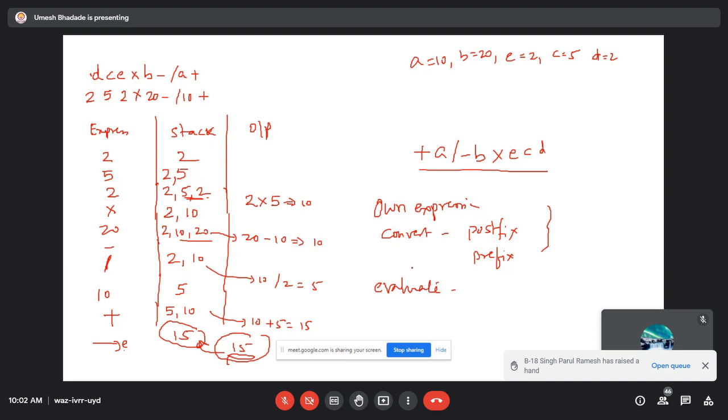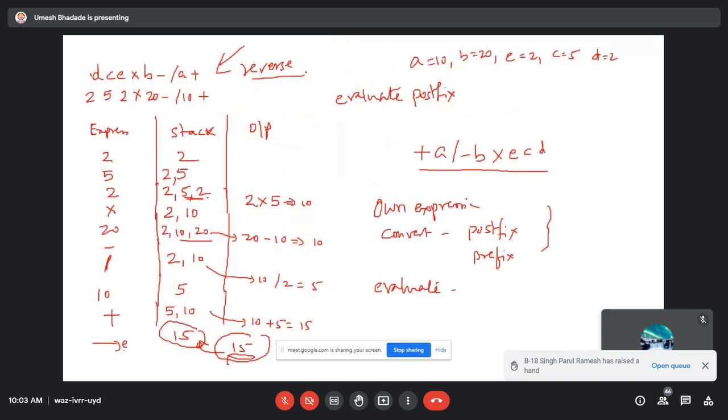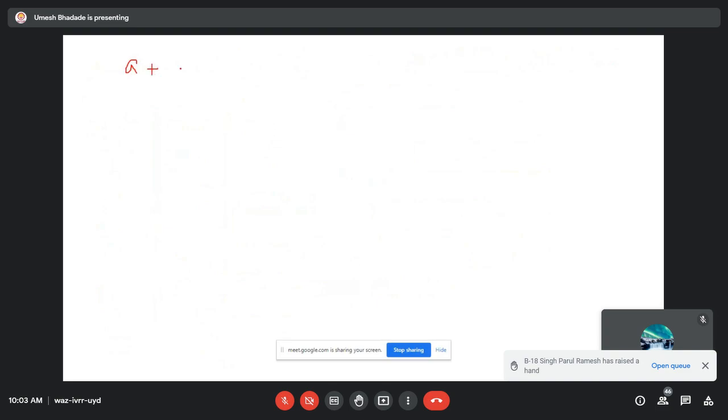The algorithm for evaluating postfix expression is same as that of prefix. Only thing is that in prefix we do the reverse operation, which is not done in postfix expression. So let us evaluate one postfix expression also, right? So I will write the same expression, say a plus in bracket b minus e into c divided by d. Now let us first convert into postfix. Can anyone tell me the answer of postfix for this expression?